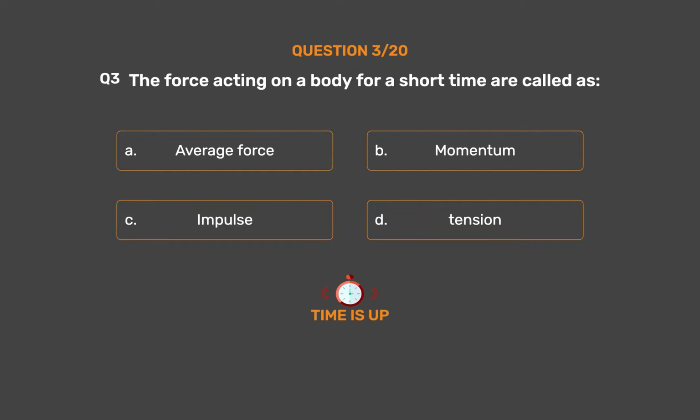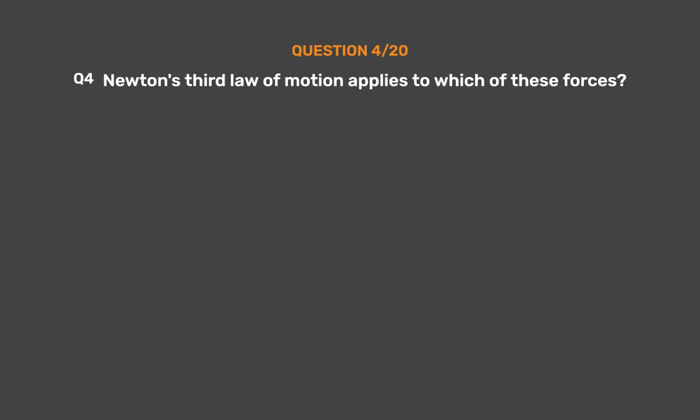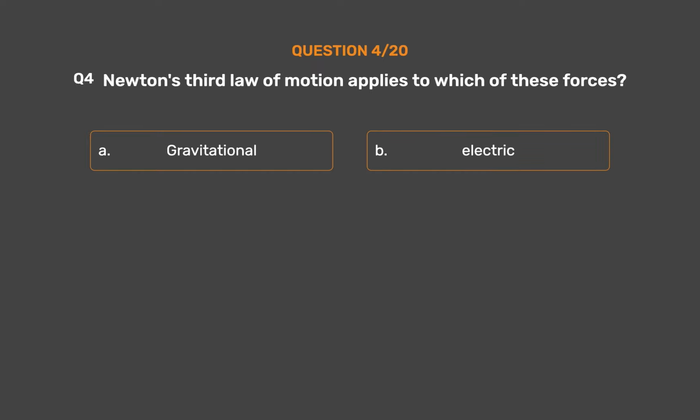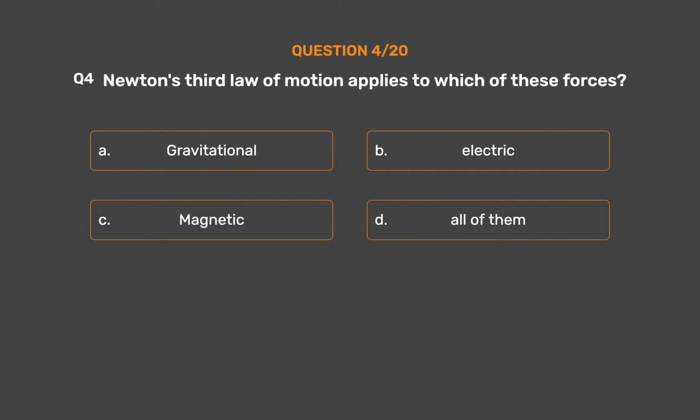The correct answer is Option C. Impulse. Question number 4. Newton's third law of motion applies to which of these forces? Option A. Gravitational. Option B. Electric. Option C. Magnetic. Option D. All of them.